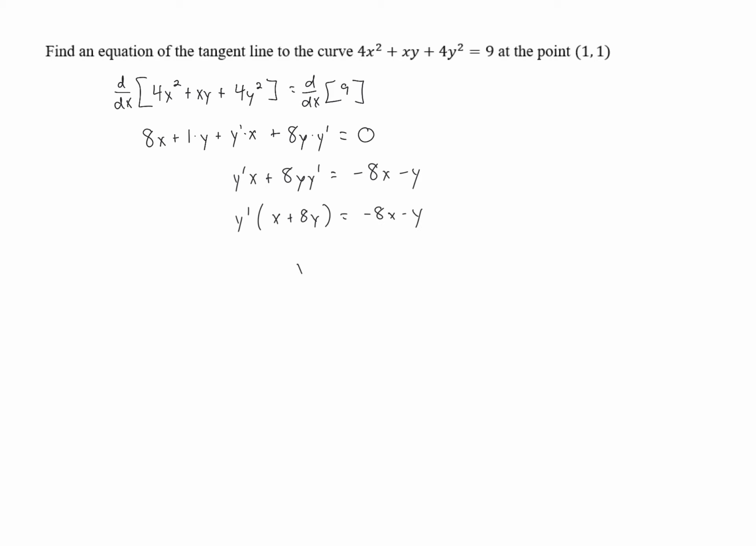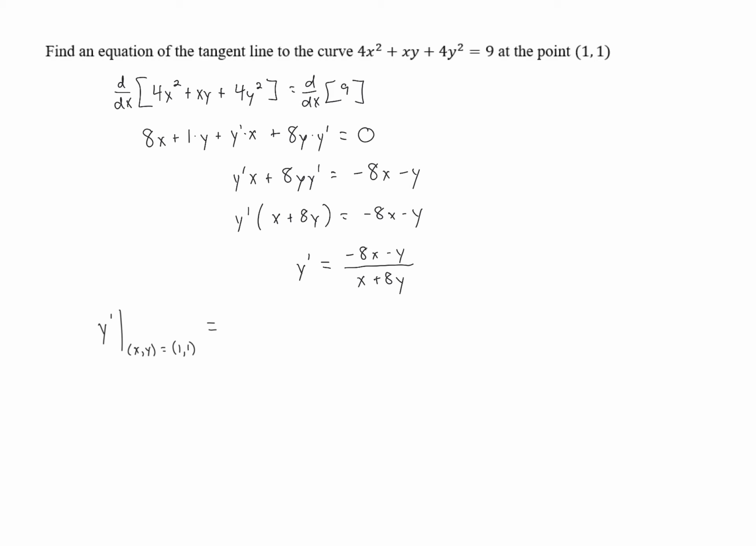And then to get y prime alone, we divide by everything in parentheses. So this is going to be negative 8x minus y all over x plus 8y. So that is our derivative, and we specifically need to know its value at the point (1, 1). So we want to know the derivative here, specifically when (x, y) equals (1, 1).